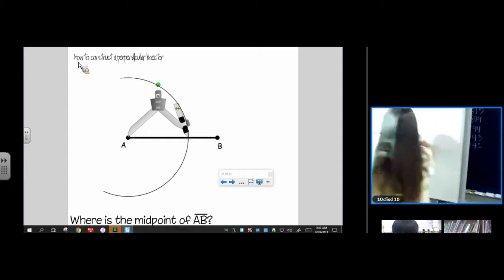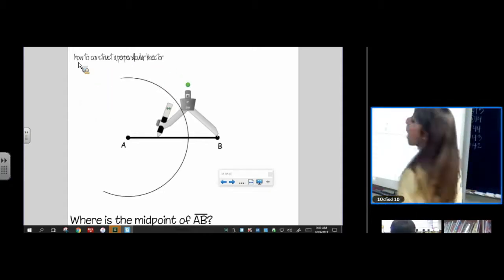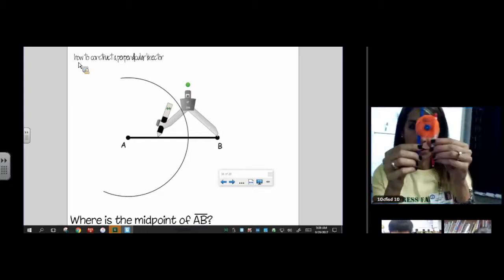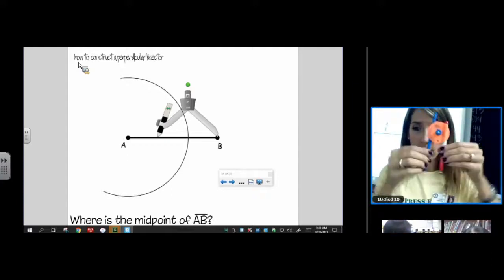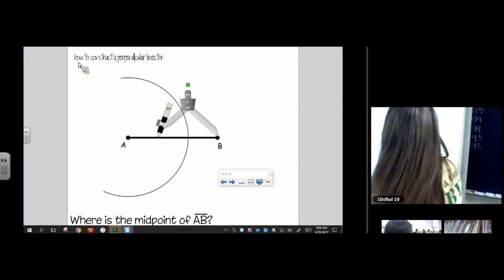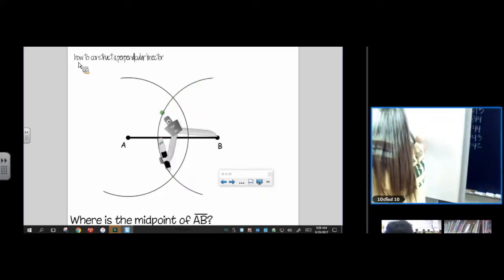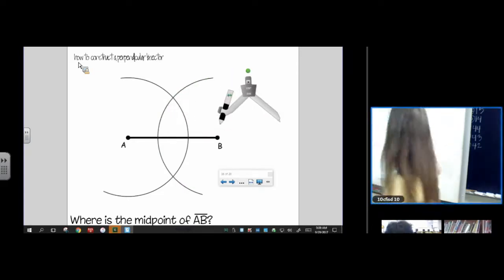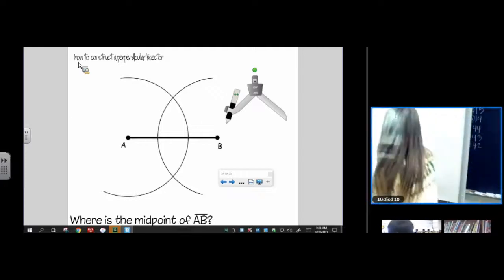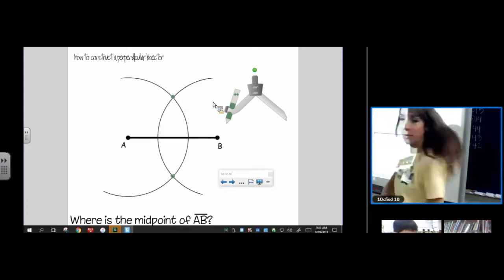Now I'm going to flip my compass over, and I'm going to put my needle at the other end point. I'm not going to open or close my compass. Don't change the setting. Don't make it wider or narrower. Keep the same setting, and make an arc when your needle is on B. Notice that my arcs intersect. They intersect twice. You need to have an intersection above and an intersection below.